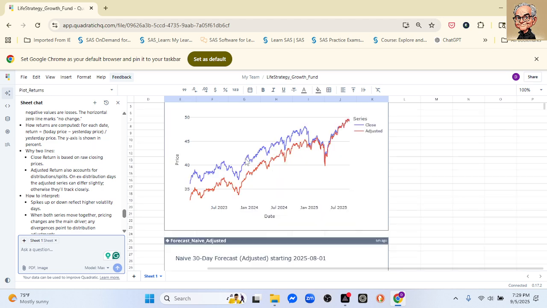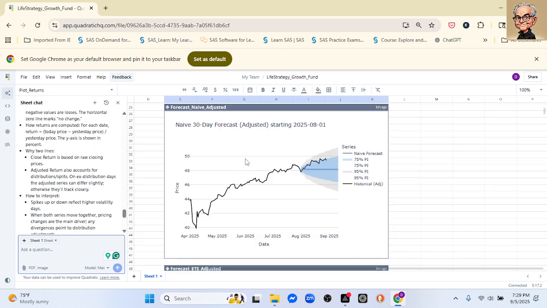Then I asked it to create three plots: a naive plot, an ETS plot, and an ARIMA plot. And this is what I want you to notice. These are predictive intervals. That means there's a 95% chance that the actual closing price will fall between the lightly shaded area, and a 75% chance it'll fall between the darker shaded area. And you can see in a naive model, it's kind of straddling the line between the two.